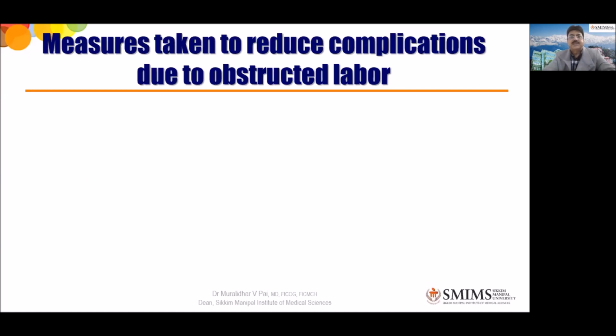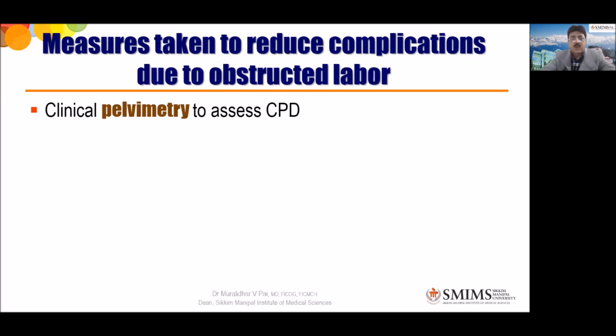What are the measures taken to reduce complications due to obstructed labor? Clinical pelvimetry to assess CPD is very, very important. I always stress that it is always prudent to rule out CPD. And if there is CPD, the patient is well off with an elective cesarean section. However, there are few obstetricians who believe that it is not possible to do clinical pelvimetry before the patient goes into labor, and it is better to assess them in labor. Well, that is sometimes maybe too late. That's what I would like to say.